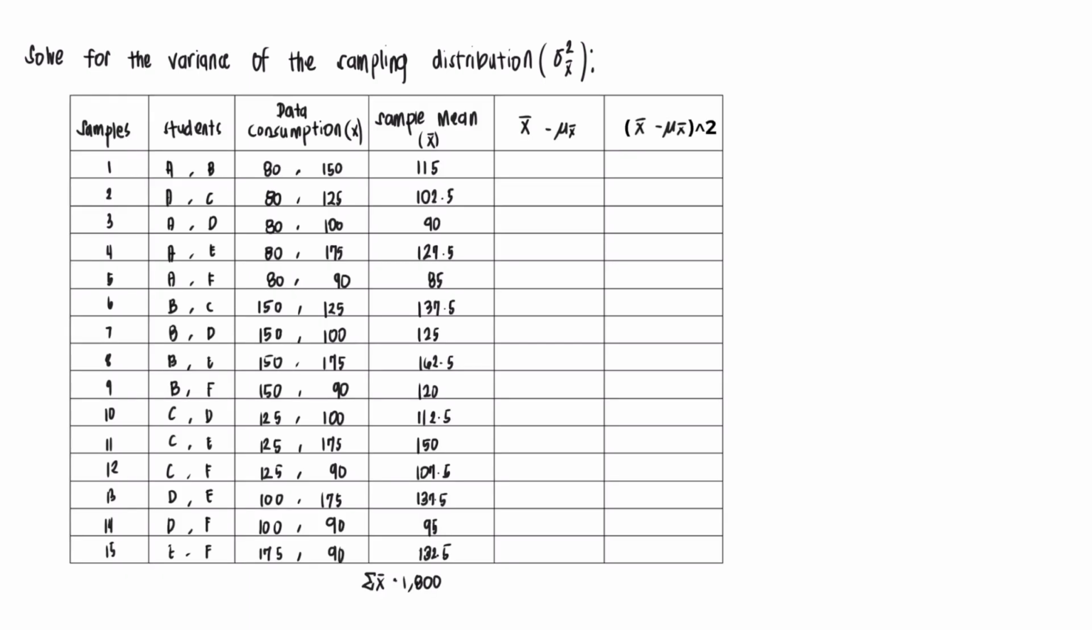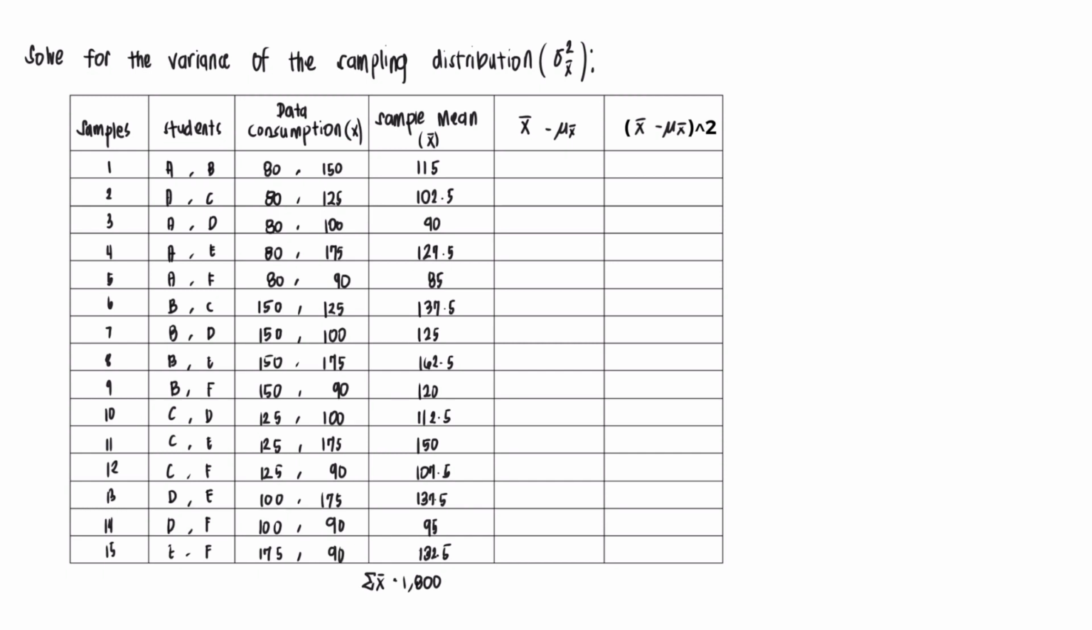To solve for the variance of the sampling distribution, using the table for the 15 possible samples of size 2 with the following sample means, we will use this to solve for the variance of the sampling distribution. So on the fifth row, sample mean minus the mean of the distribution of the sample means. Remember that the computed mean of the distribution of the sample means is equal to 120. Now, for the sixth row, we are just going to square the results of the fifth row.